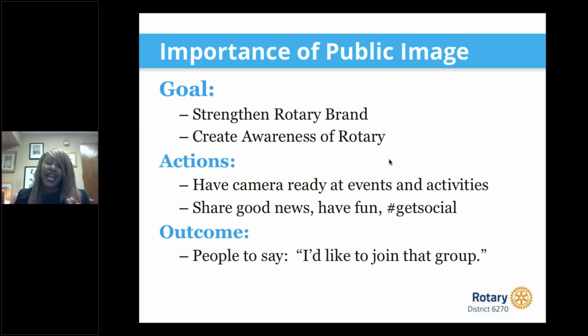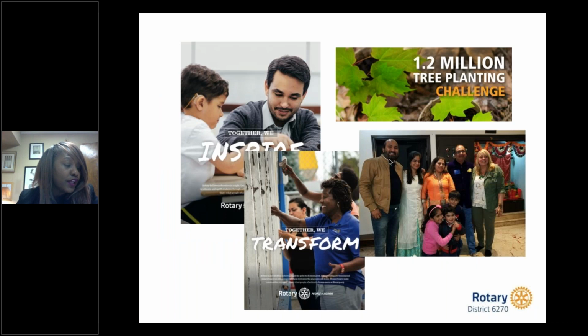All of that's to say, we want people to say, I want to be a part of that group. Okay? That's our end goal. So if you only write down one outcome, it is that we want people to say they want to be a part of our group. So there are a ton of resources that are available for us on Rotary Club Central, but everything is visual. You'll notice that the pieces that are up on your screen now are photos and very, very little text, because social media is visual.